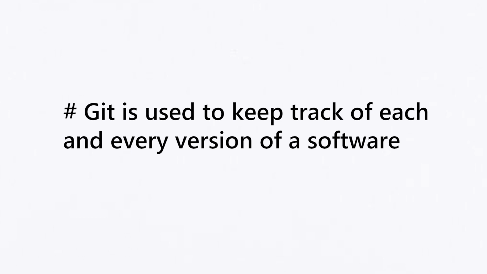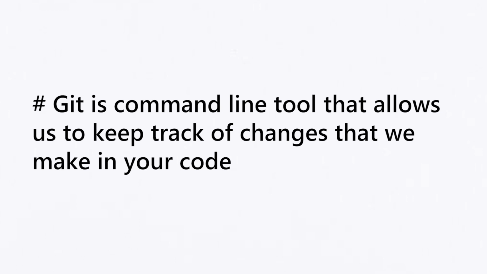which is Git. So we can also define Git as a command line tool that allows us to keep track of changes that we make in our code. Let's say there is a code. You made some changes to that code. You can keep track of those changes by using Git.